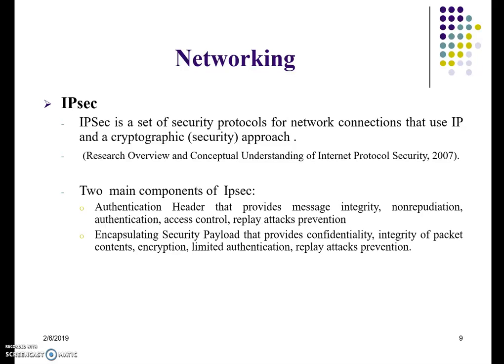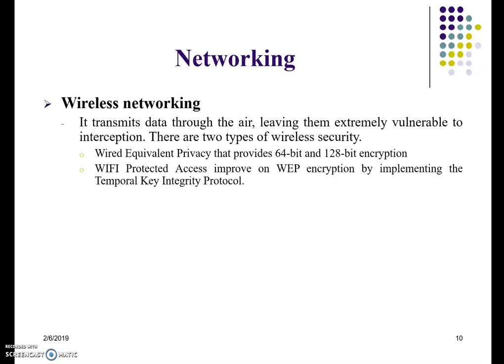IP security is a set of security protocols for network connections that use IP and a cryptographic or security approach. The two main components are Authentication Header and Encapsulating Security Payload. Authentication Header provides message integrity, non-repudiation, authentication, access control, and replay attack prevention. Encapsulating Security Payload provides confidentiality, integrity of packet contents, encryption, limited authentication, and replay attack prevention.